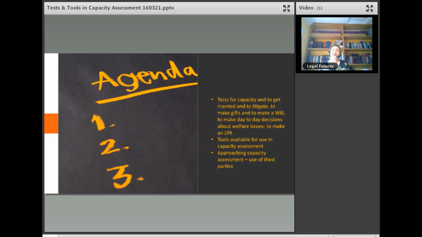Secondly, I wanted to just explain the tools that seem to be used in practice by medical practitioners and health workers in an ability to try and help decide about capacity assessment, because these are often mentioned in reports. And then finally, we'll look at approaching capacity assessment where you might choose to involve a third party and how that might affect things.